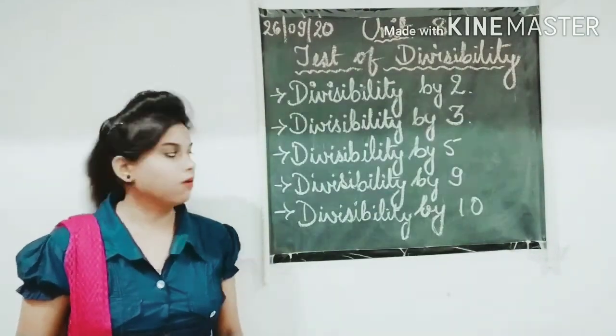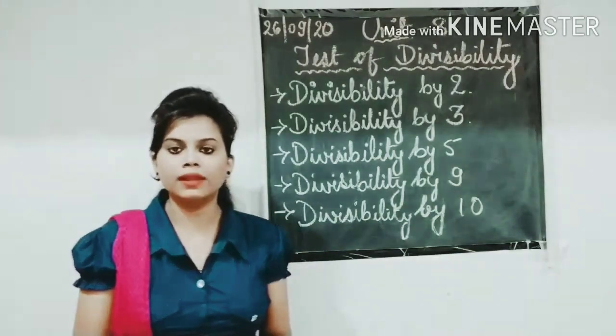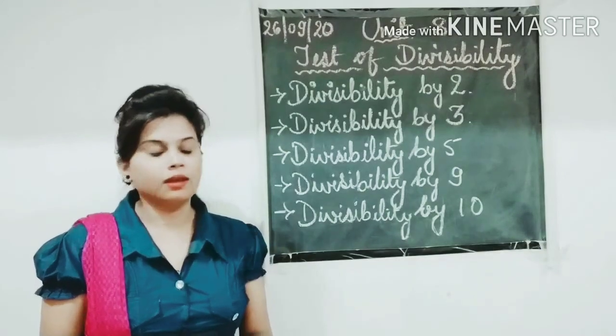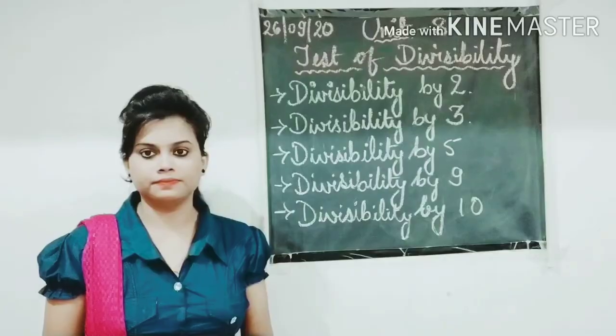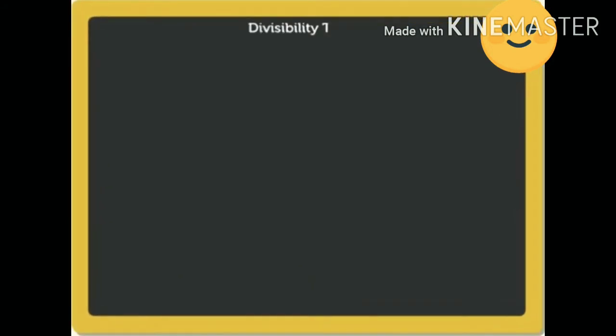We will focus on these 5 numbers. So, let us discuss in detail the divisibility of these 5 numbers. The rules of divisibility help us determine whether a number is divisible by another number without actually carrying out the division process. Let us have a look at different divisibility tests.